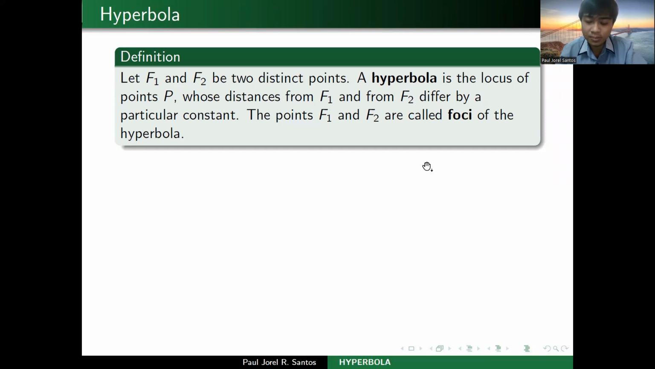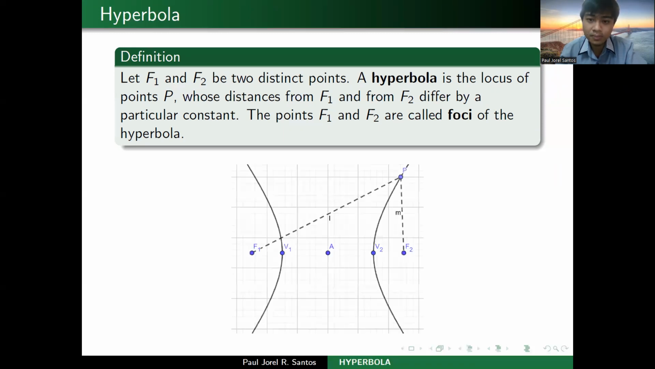Now, to illustrate, by the way, the points F sub 1 and F sub 2 are called foci of the hyperbola. And we have here an illustration. Let us just say we have here a point P. Let us denote the distance between F sub 1 to P by L, and from F sub 2 to P by M, as you can see here. So L minus M is equal to a particular constant.